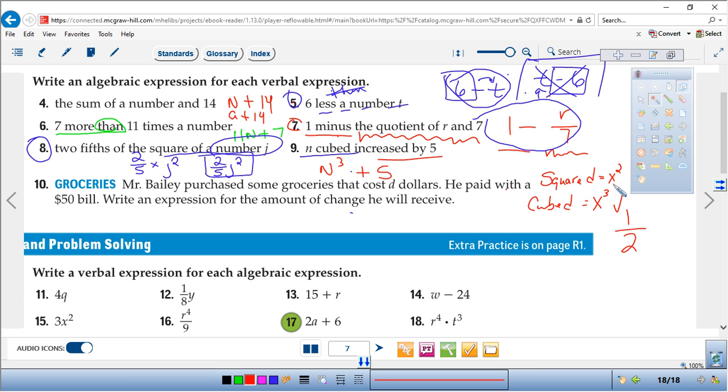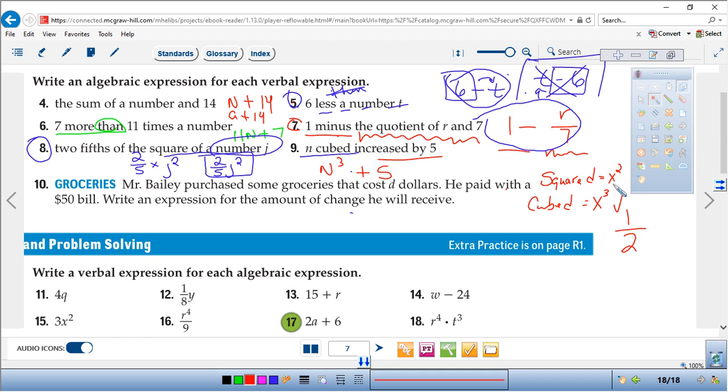Okay, number 10, guys. Oh, you know what? It's lunchtime. Let's ask 10 really quick. Mr. Bailey purchased some groceries that cost $D. He paid with a $50 bill. Write an expression for the amount of change he will receive. Okay, just write down real quick. Write an expression for the amount of change he will receive.